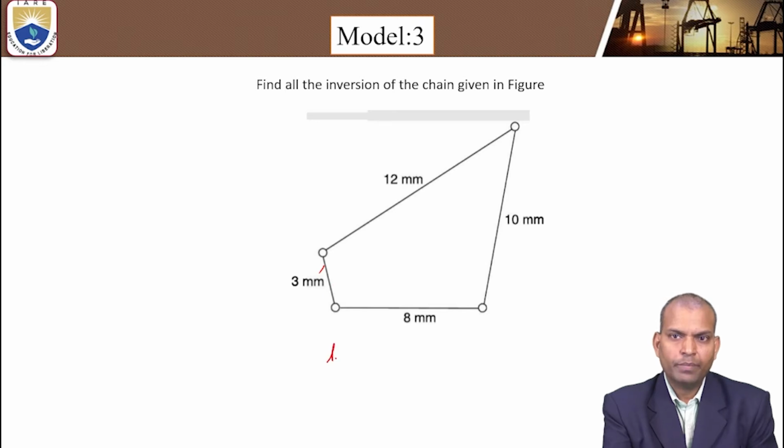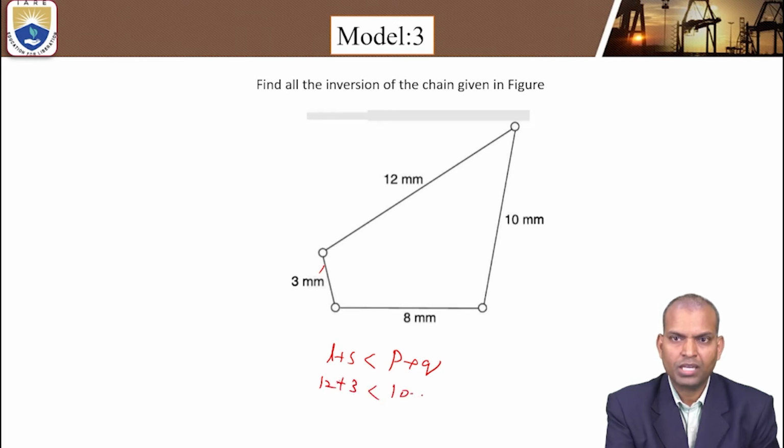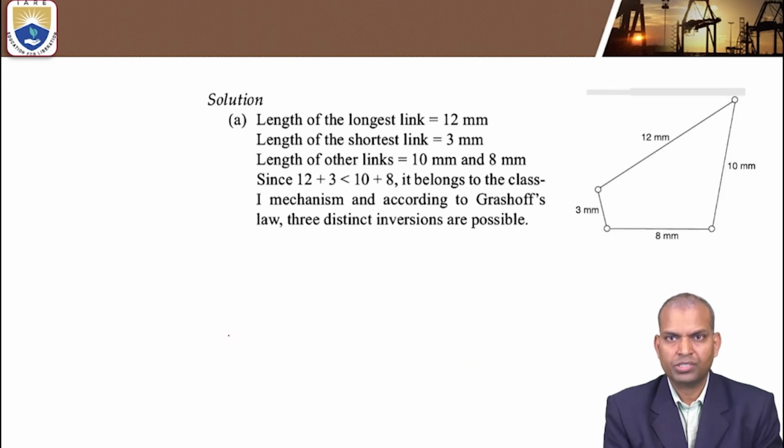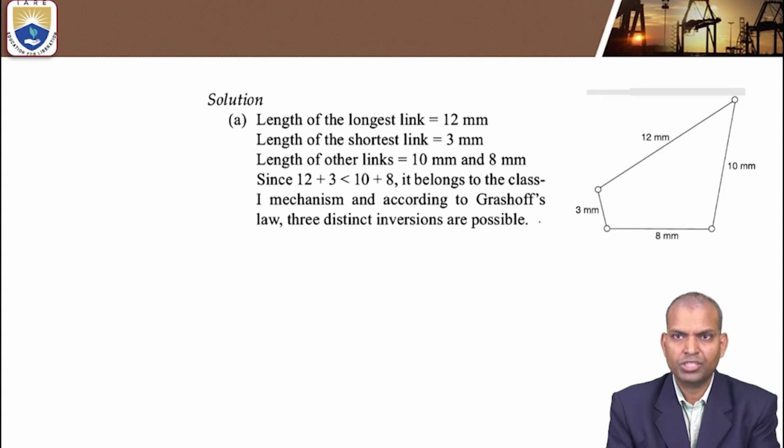What is that? L plus S should be less than or equal to P plus Q. L and S are the lengths of the longest and shortest links. What is the longest? 12. Shortest 3, should be less than 10 plus 8. Yes, it is a kinematic chain. So when it is like that, how many inversions? There are 3 distinct inversions possible. We have to check with that condition.